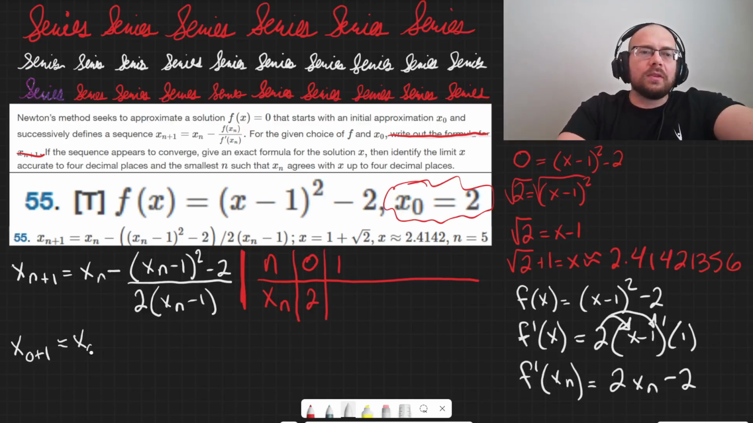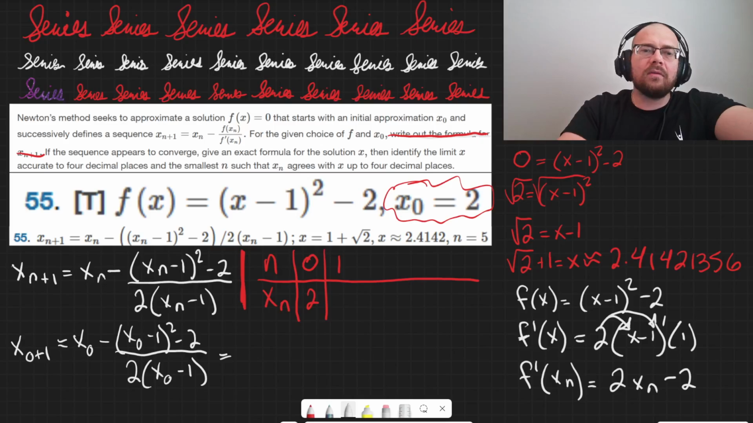This would be x sub 0 minus, and then all of this, right? So x sub 0 minus 1 squared minus 2. I'm going to write all of this out probably just the first time and then not all the times after that, just because I'm going to run out of space here in a little bit.